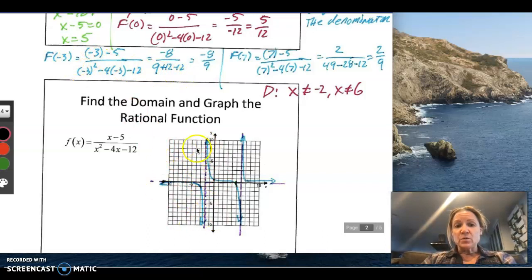For instance, if you want to see what's happening to the left of your negative 2 asymptote, you could plug in negative 3, and you'll get negative 8/9. To determine what's happening to the right of your asymptote at positive 6, you could plug in 7, and you would get 2/9. So you would have these points, one little point here, one little point here, and that would show you what the graphs are doing.